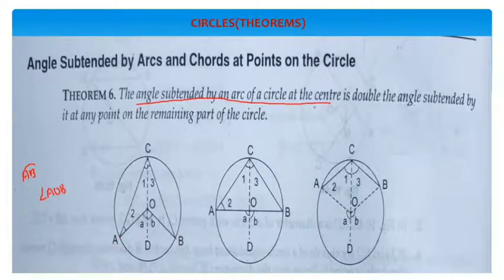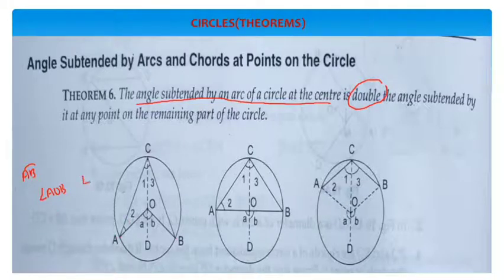Now what it says, now this angle is double. Double means 2 times of what? The angle subtended by it at any point on the remaining part of the circle. Now if the same arc subtends any angle on the remaining part of the circle, circle means this one. So on this, if it subtends any angle, suppose we have taken a point C here and we joined AC and BC. So now we have obtained angle ACB.